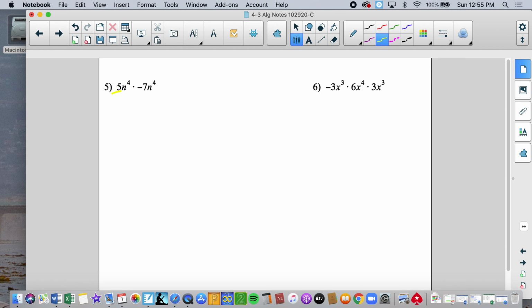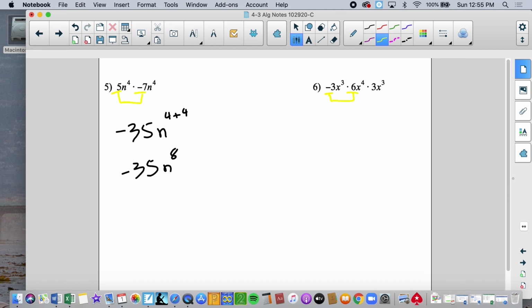We've got positive 5 times negative 7, which is negative 35, n to the 4 plus 4, negative 35, n to the 8th. Ooh, look at number 6. Number 6, we have 3 monomials multiplying each other. So we're going to multiply each of the coefficients.